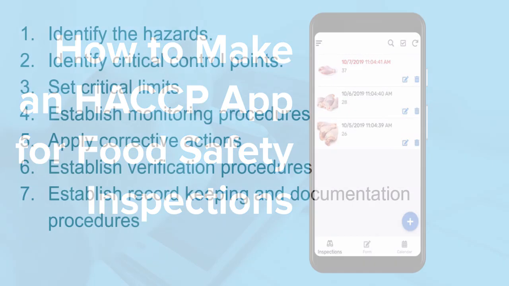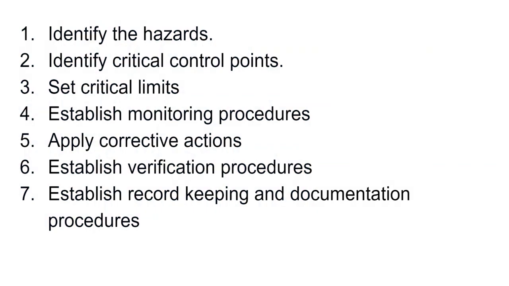To start with, let's review the 7 key principles. Identify the hazards, identify critical control points, set critical limits, establish monitoring procedures, apply corrective actions, establish verification procedures, and establish record-keeping and documentation procedures. Collectively, these form the hazard analysis and critical control points. If you want a deeper understanding of this topic, check out the blog link in this video description.